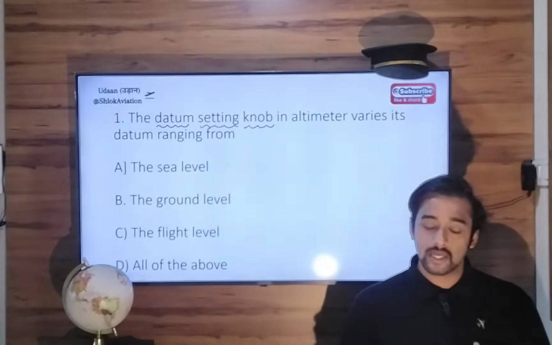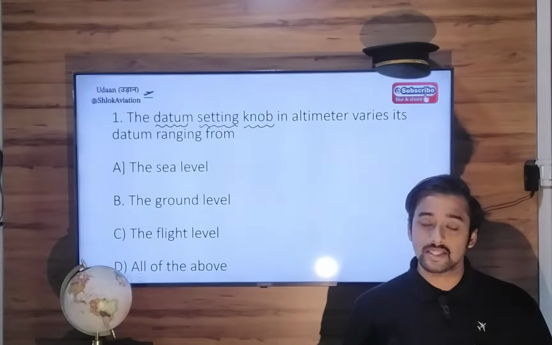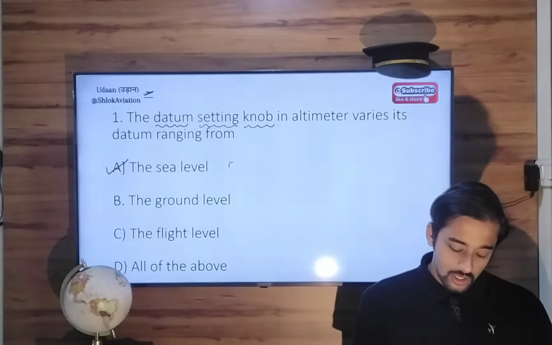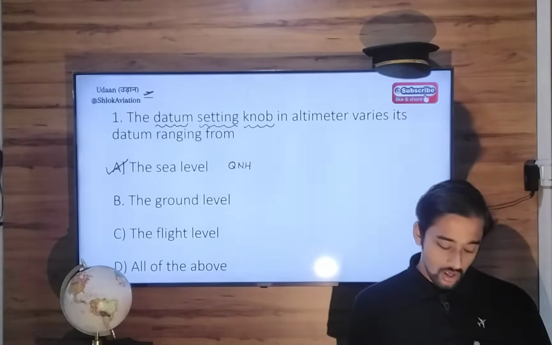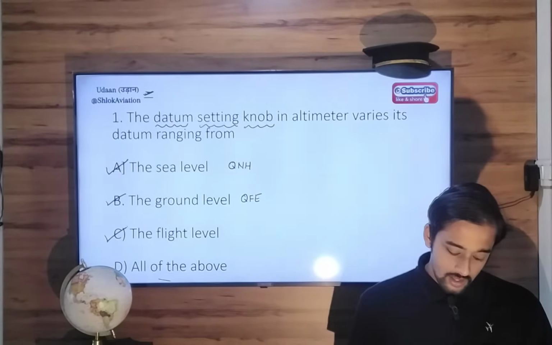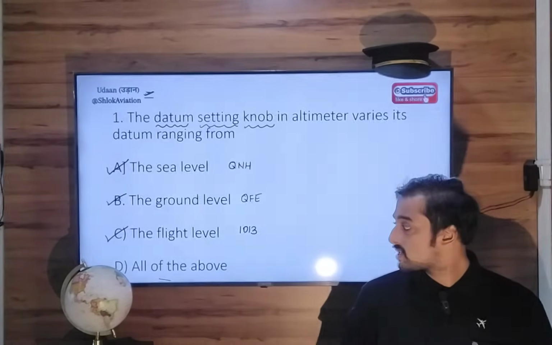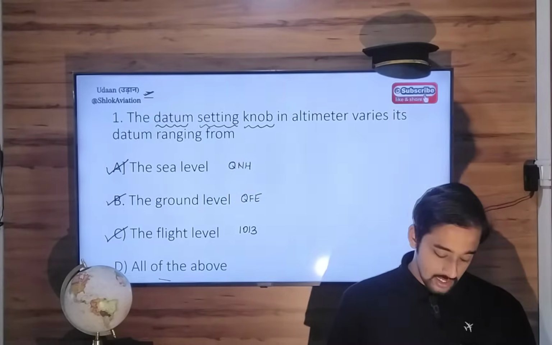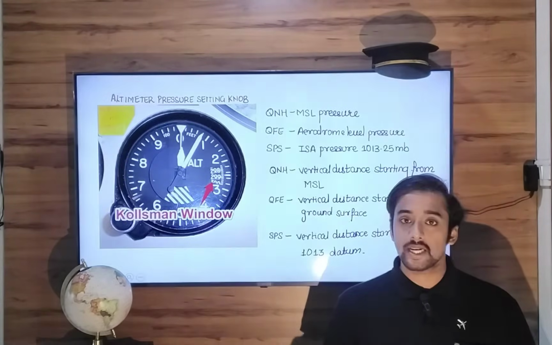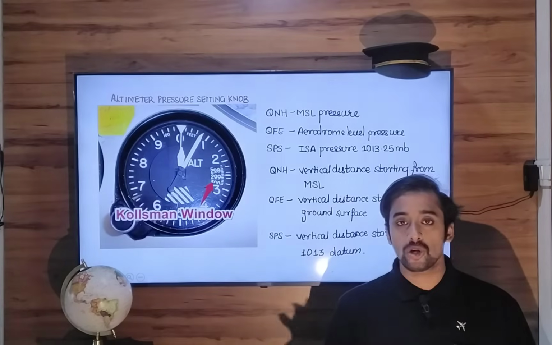So based on this data, the datum setting knob can vary its datum, ranging from sea level, which is your QNH, ground level QFE, flight level 1013. So all three options are correct. So that's why the correct option is option delta, which is all of the above. Depending on the pressure setting that you put in the window, your vertical distance will be proportionate to that.